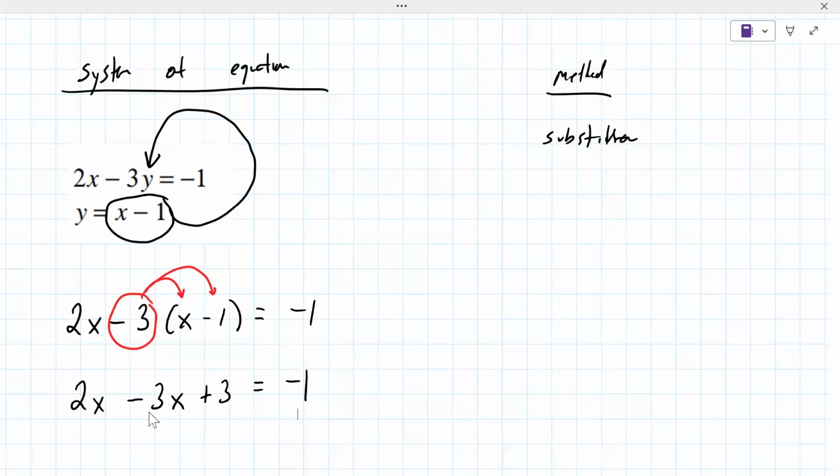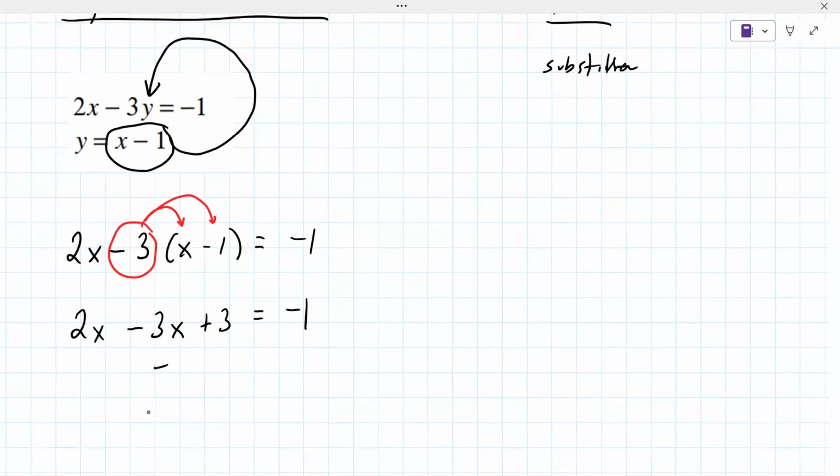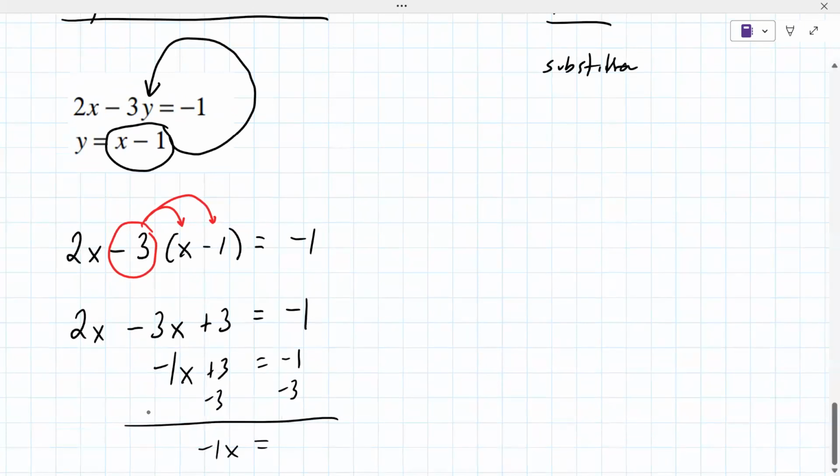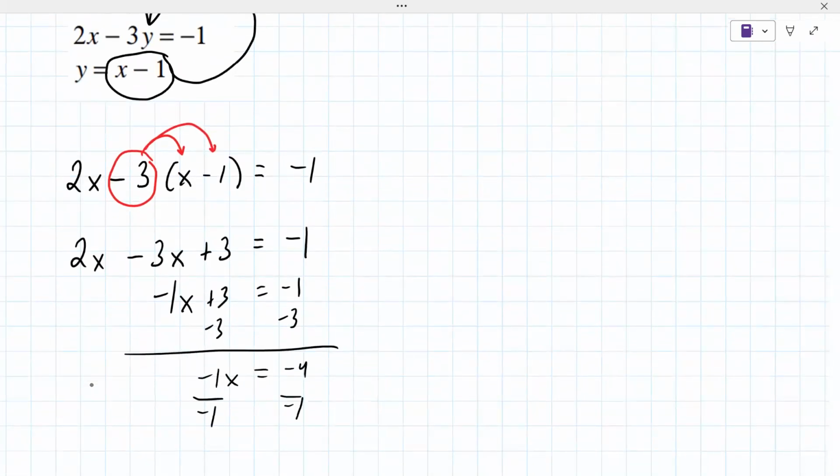Yeah, just -1x plus 3 equals -1. Good. Subtract 3. Okay, -4. All right, and then divide by -1. Yeah, divide by -1. So x equals 4. Right. Very good. Now, that's only half the answer, right?